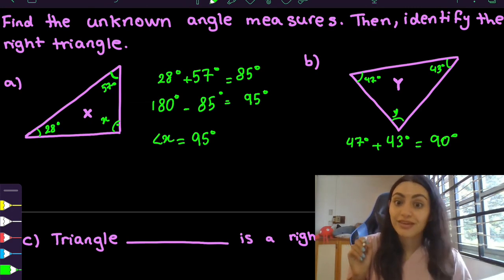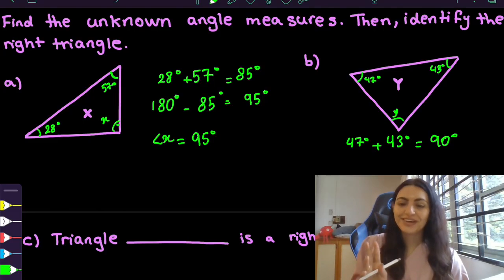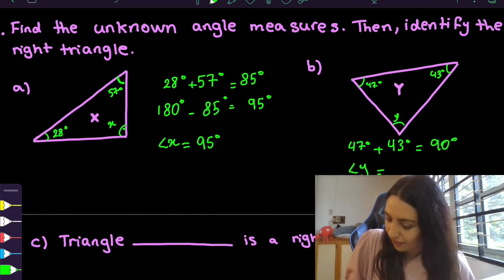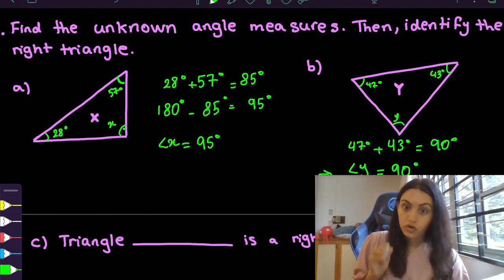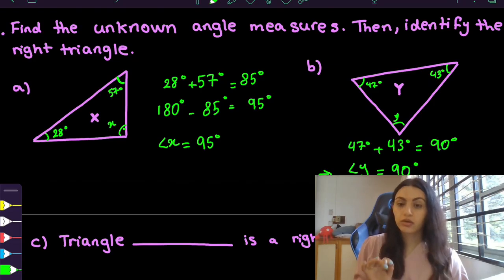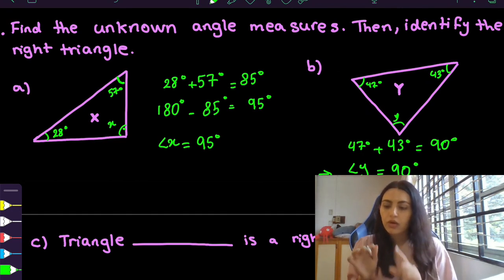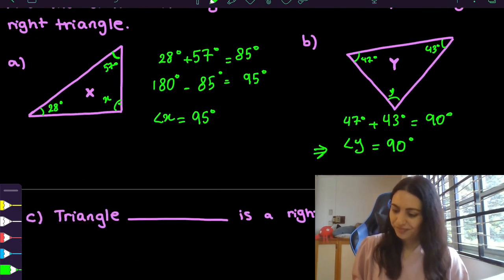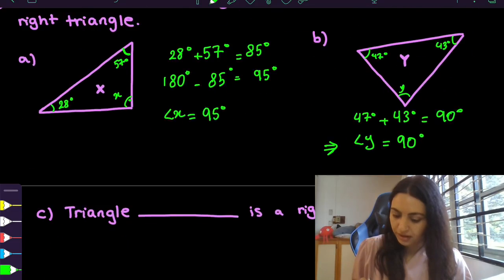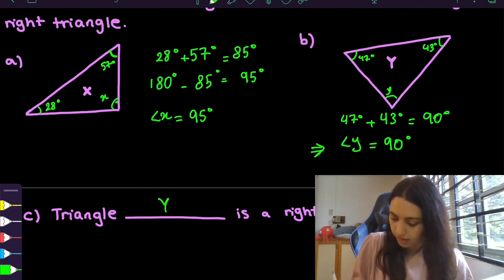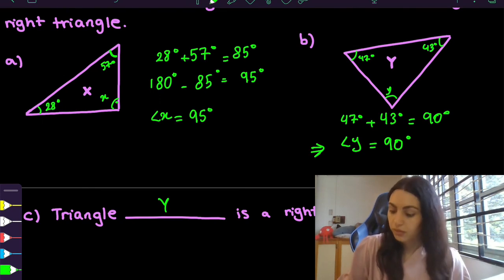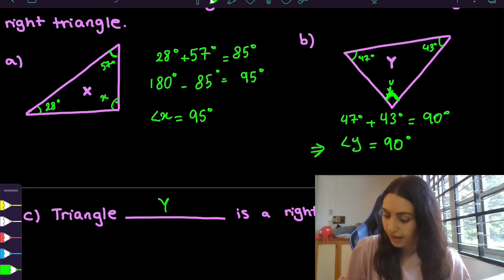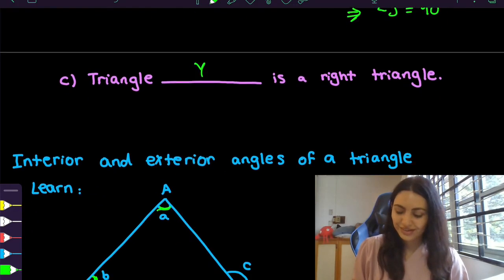Oh, that makes me so happy when I add up two angles and get 90, because right away I know angle Y is 90 degrees. Okay, you want to check your work? I don't want to do it because I like to encourage you to use the rules and remember the rules. But if you want to check your work because you've been nervous about it, do 180 minus 90, you get 90. Then it says identify the right triangle. Triangle Y is a right triangle because it has one right angle, because angle Y is 90 degrees.